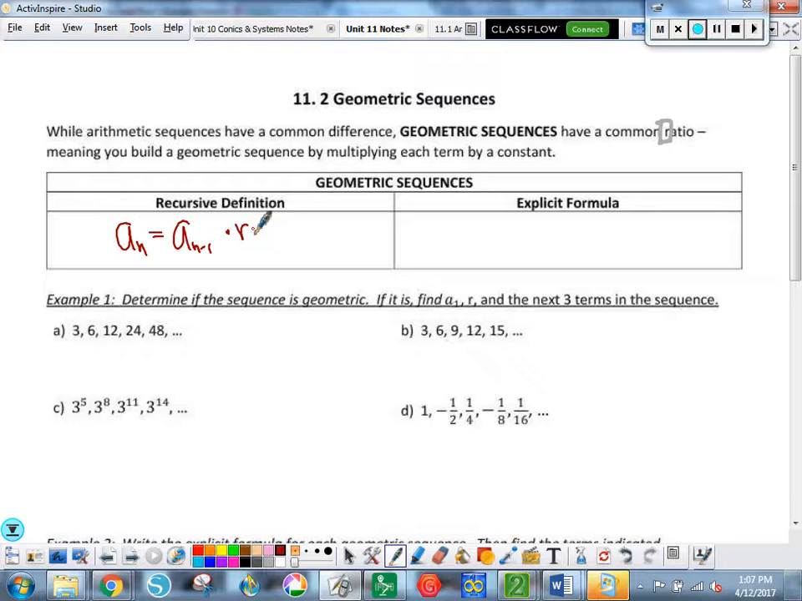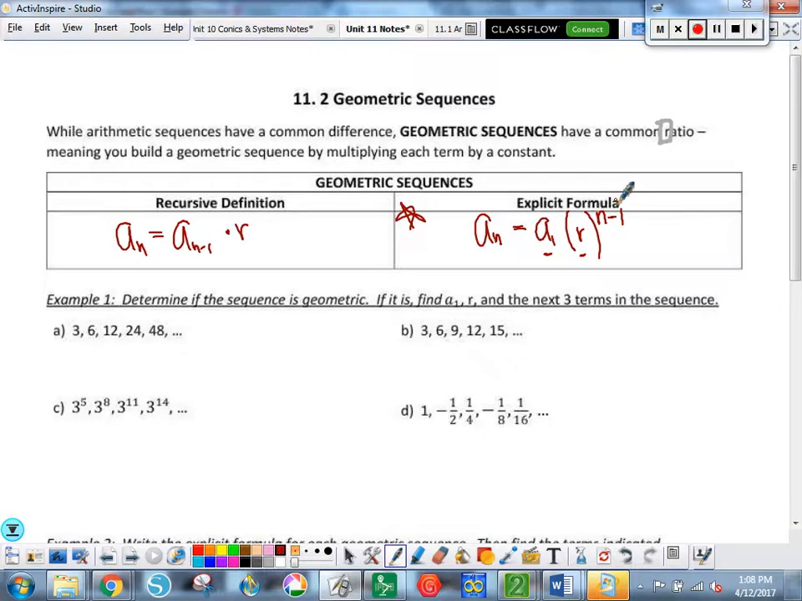The explicit formula is a little bit harder, just like the other one. This is one that you have to memorize. For the explicit formula, you take the first term. So it's not a sub 0, it's just the first term. You multiply it by R, and you raise it to the n minus 1 power. I'll show you. So when you're filling in the equations, these are the two numbers that will change. This number right here will always say n minus 1.